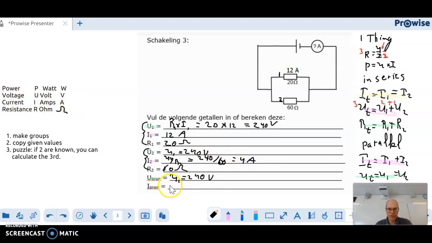Now there's 1 left, the source. That's the purple group of the current. And then I simply need to add I1 plus I2. I1 was 12, I2 was 4. That's 16 amps. Right, that's it.